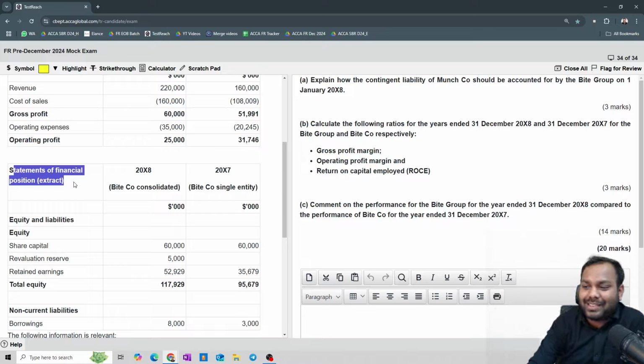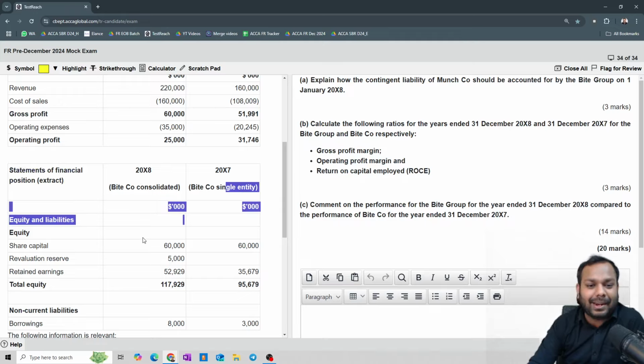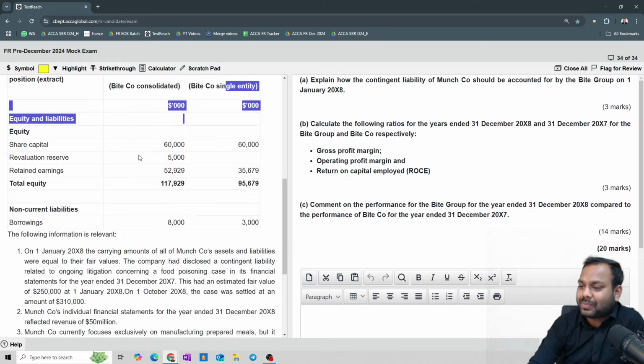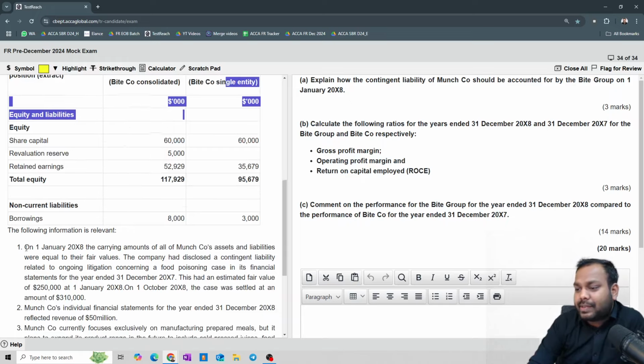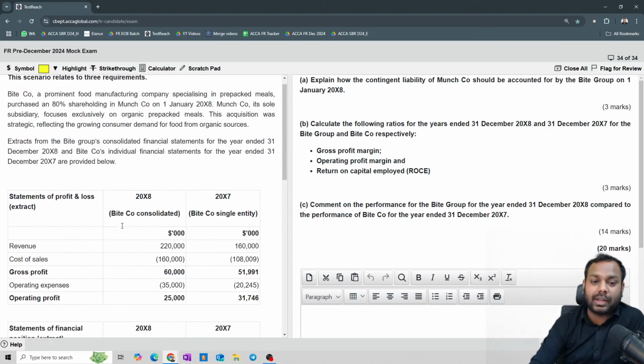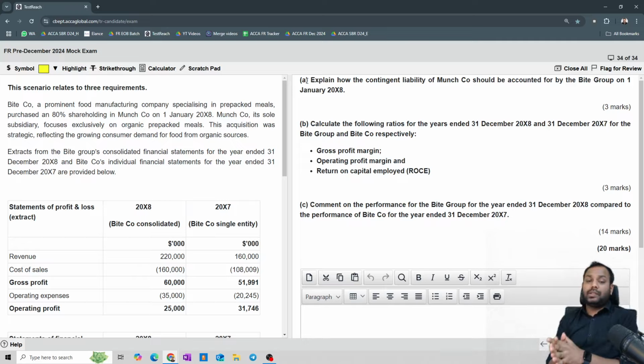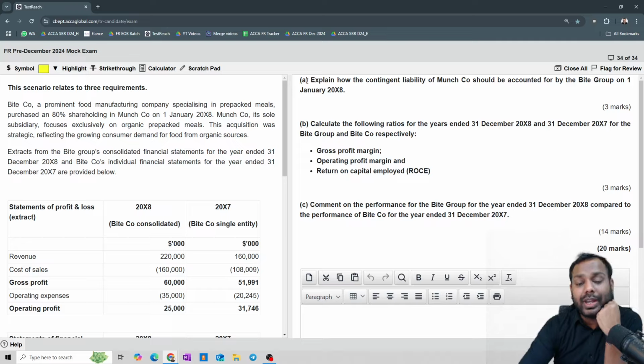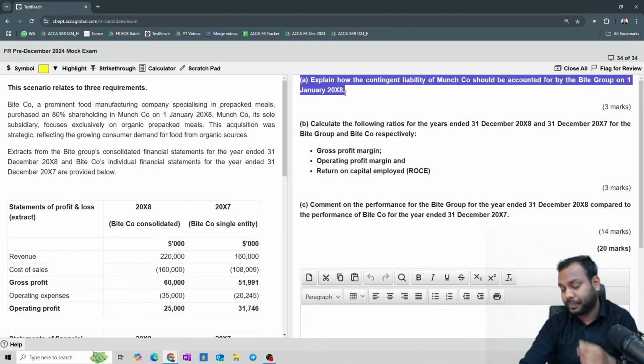Okay, statement of financial position extracts. So previous year and current year. And then there are certain adjustments given, 1, 2, 3, 4, 5. Five adjustments are given. Now, this is the requirement. Requirement number A, B, and C. Now, we need to explain according to the need of the requirement. So, requirement number A says what?